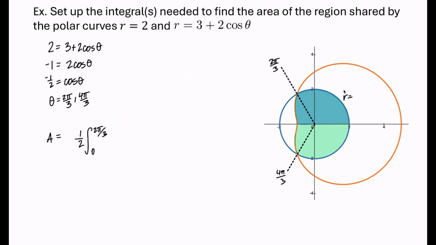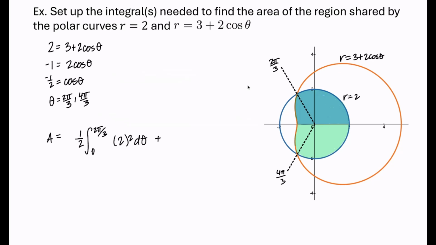And it's always a good habit to label our graphs. I didn't do that earlier. We just verbally said it, but so that we don't forget which one's which. So first we're hitting R equals 2. So that's our R, 2. So we're going to have 2 squared d theta.